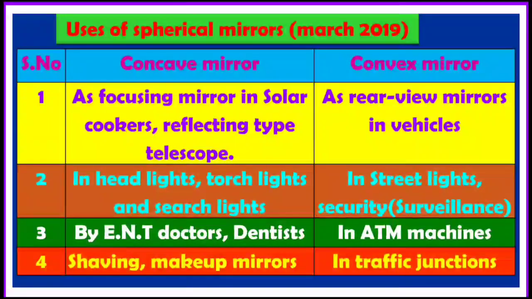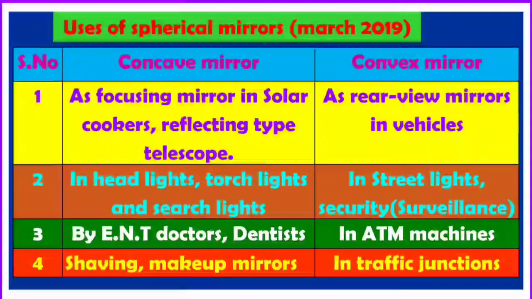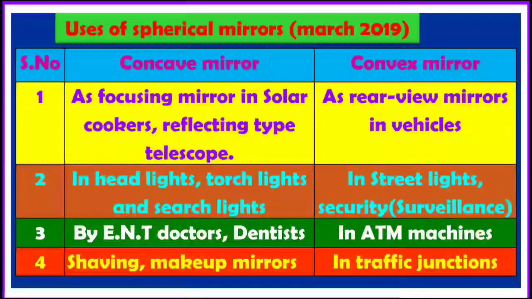Convex mirror used as rear view mirrors in vehicles. Convex mirror also used in street lights, in shops, buildings and offices. It is used for security or surveillance. Convex mirrors are used in ATM machines and also used in traffic junctions or T junctions where signals are not provided. We will discuss previous questions based on this topic.